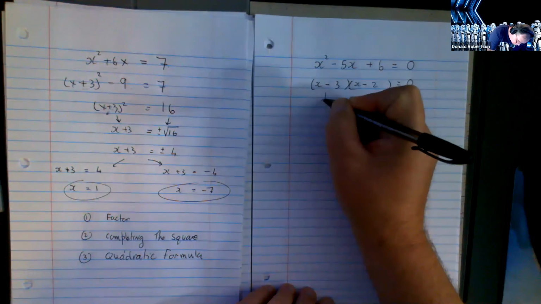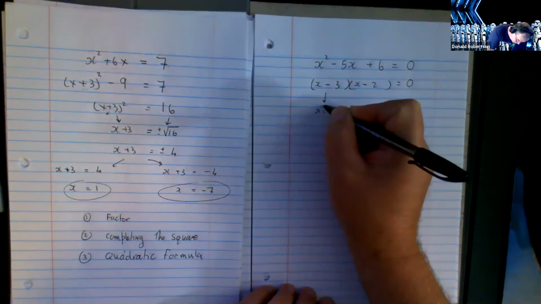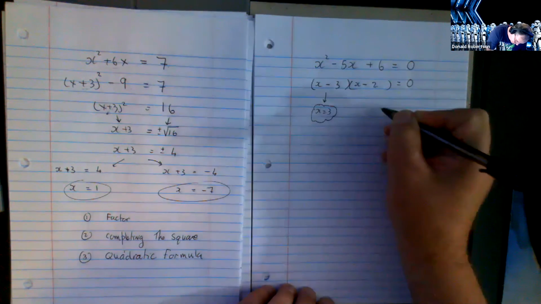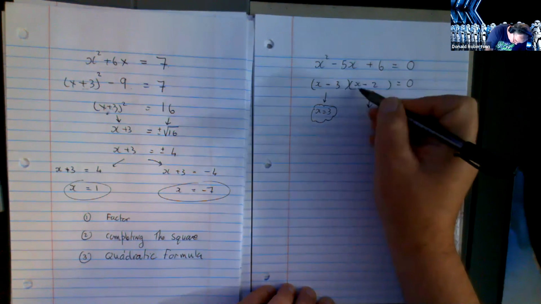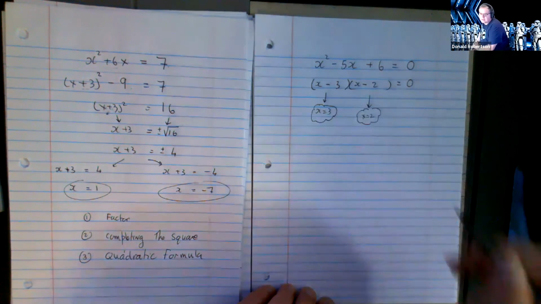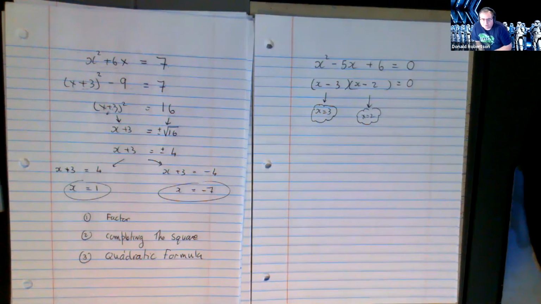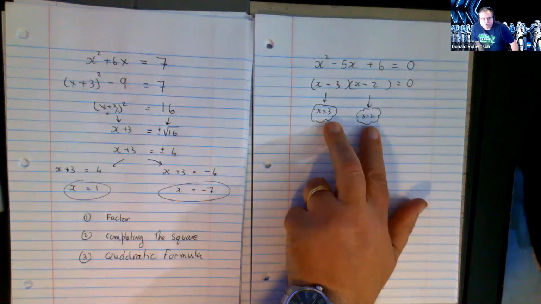And then you take each factor and you find out what makes it 0. So in this case, x equals 3. That's one of your solutions. And you take the other factor and you say, what value of x would make this 0? The answer for this one would be x equals 2. And if you can factor them, they are really quite quick.